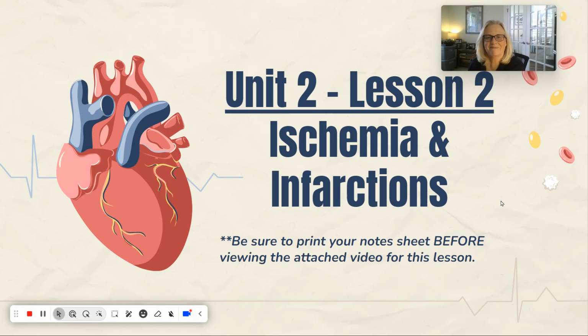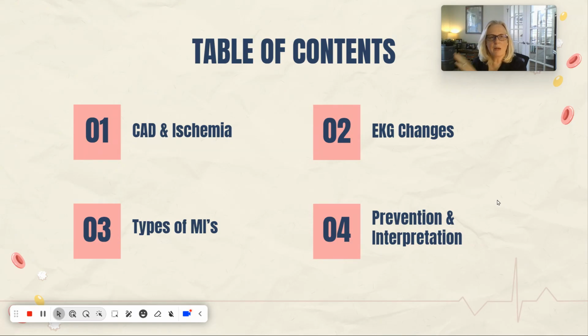Let's rock. Okay, so today we'll be doing CAD and ischemia. I know we've talked about ischemia in class before. You've probably heard of CAD before, the different EKG changes that go with that, as well as any type of MIs. That stands for myocardial infarction. So that's just a fancy name for a heart attack. And there are, yes, different types of MIs. Prevention and interpretation of what they look like on an EKG, basically.